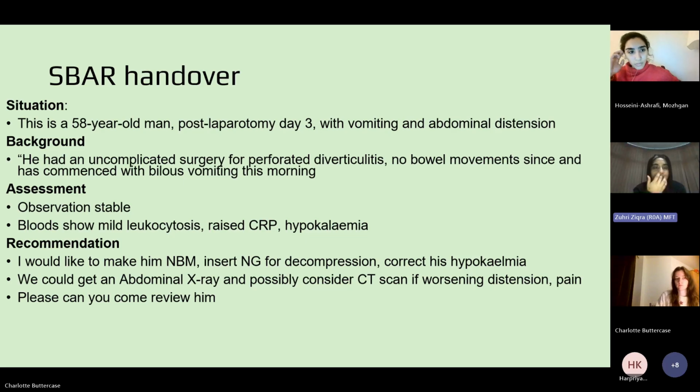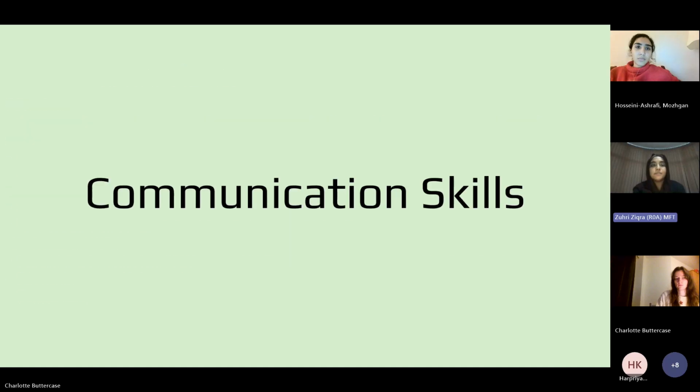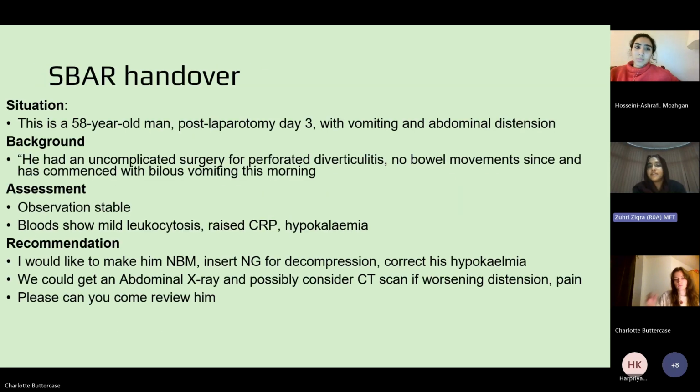If we just load all of it up so we can see. So it's not the best example, but you've got a 58-year-old man. He's mentioned the important things. He's day 3 post-laparotomy. He's got new vomiting. He's got new abdominal distension. Tell me his background, what's going on.